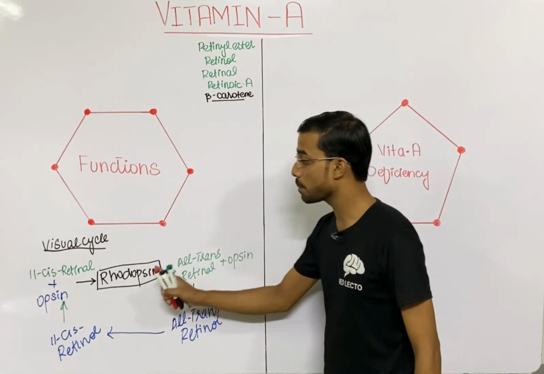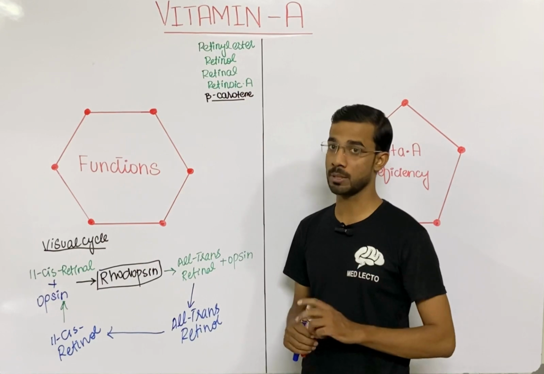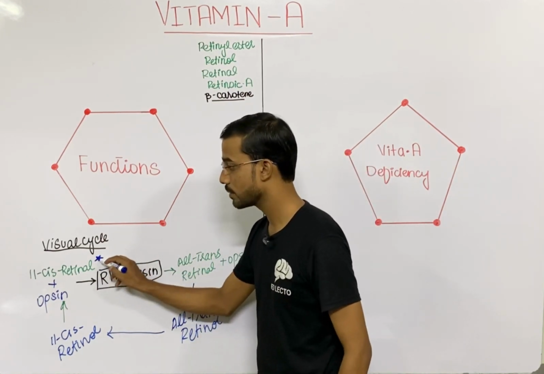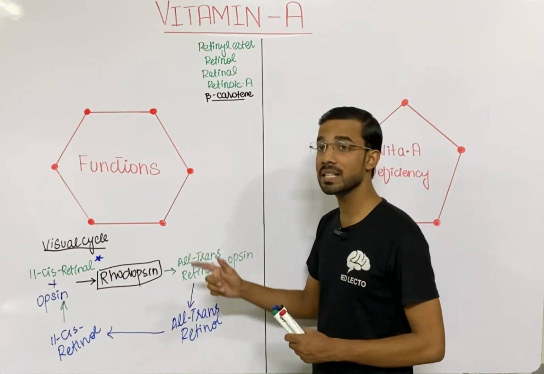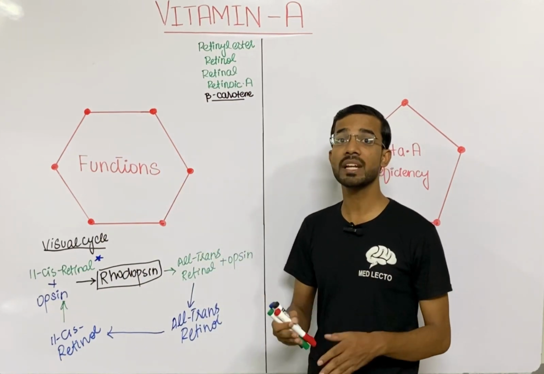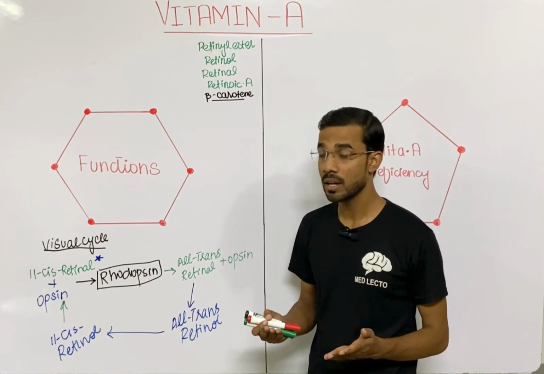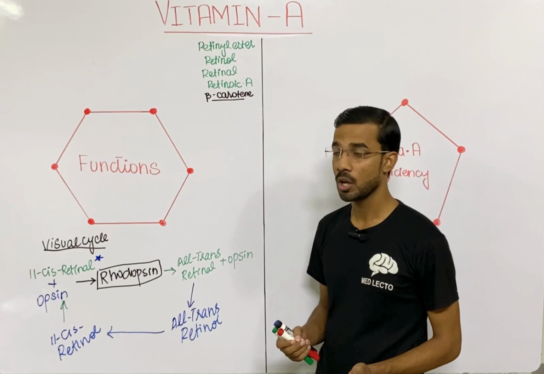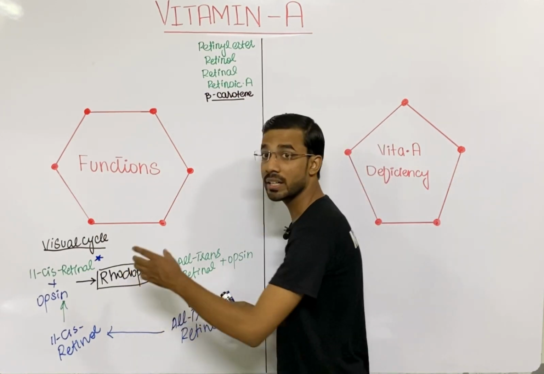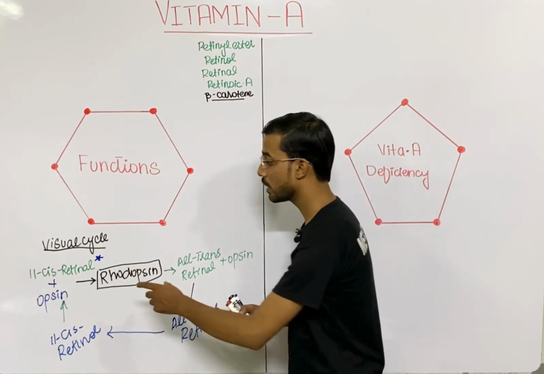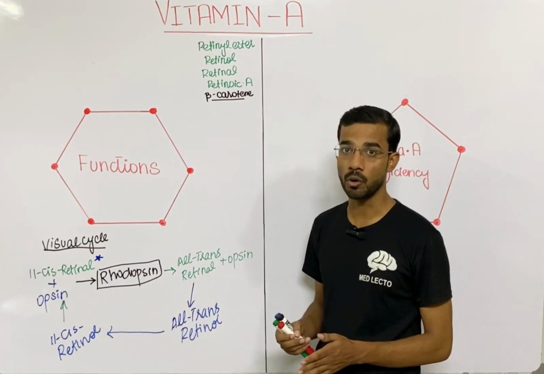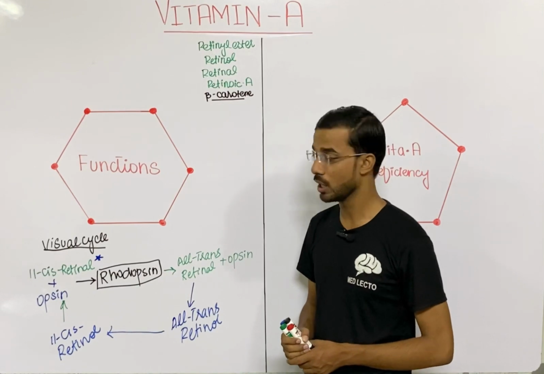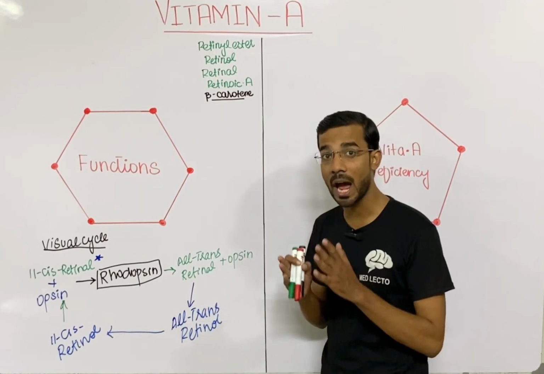So rhodopsin formation depends on two most important components. First one is the presence of vitamin A, and second is the intensity of light. If the intensity of light is increased, then breakdown of rhodopsin will also be increased. If the intensity of light is low, then rhodopsin breakdown will also be low. So it depends on two components, vitamin A and the intensity of light. This is the process that happens in the light.